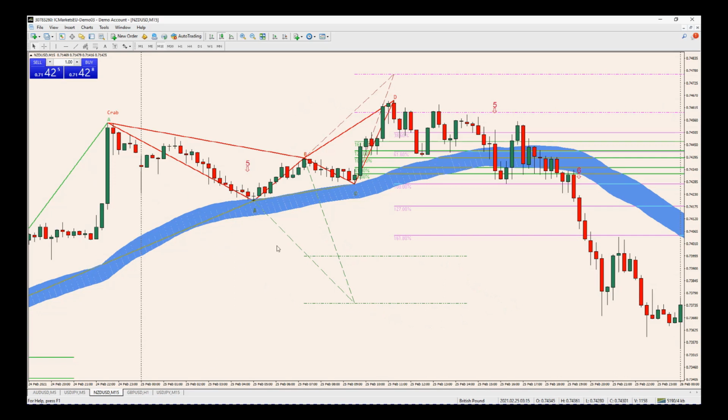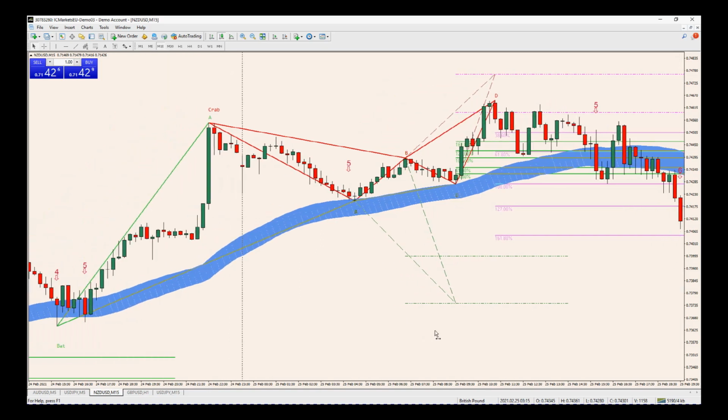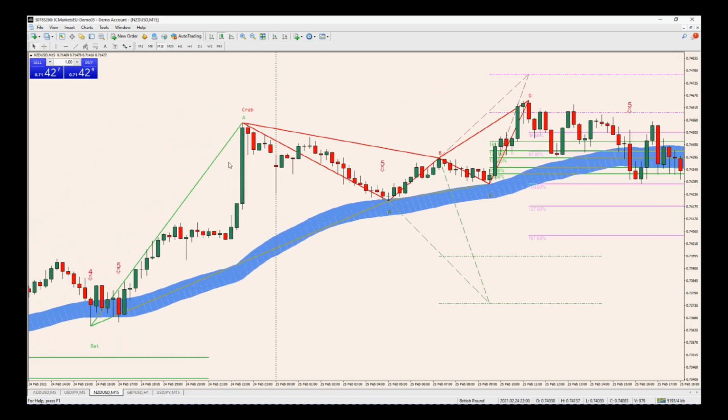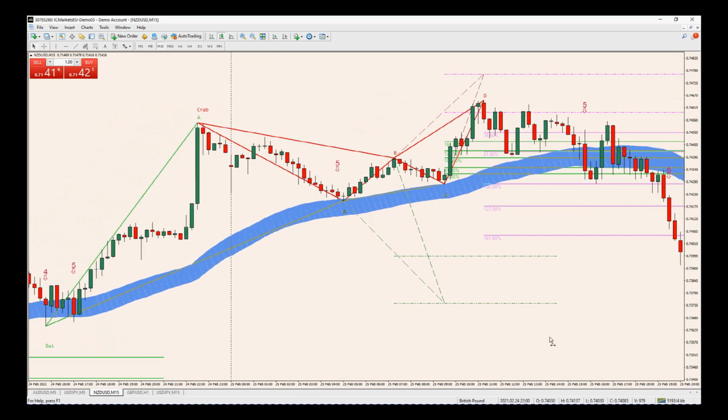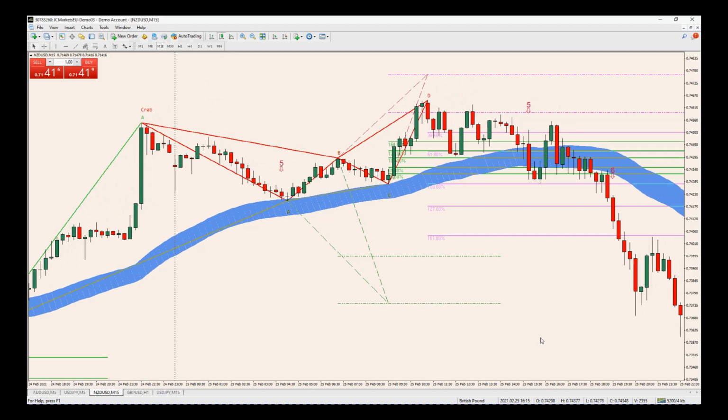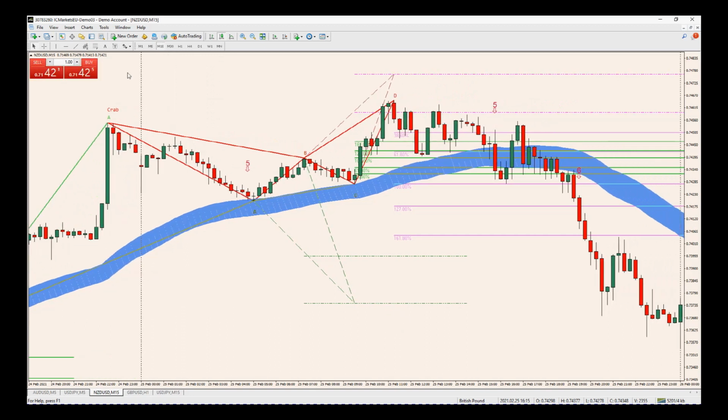First of all, if we just look left a little bit, we've got this bat pattern in green that did not complete in the completion zone. So that was a failure. I mean, it's not a failure of the software. It's actually, it didn't complete in the completion zone. But then we get this red crab pattern. So it's colored in red, so you're looking for a resulting bearish trade.